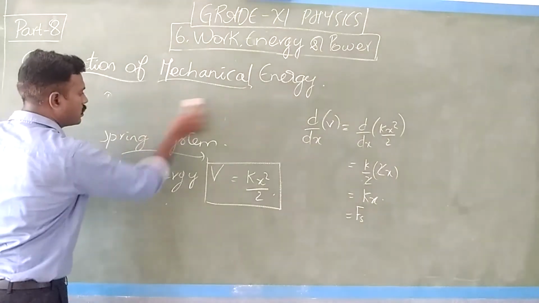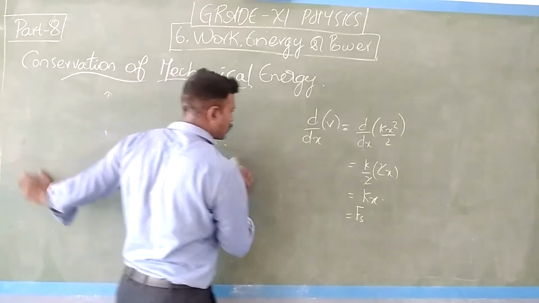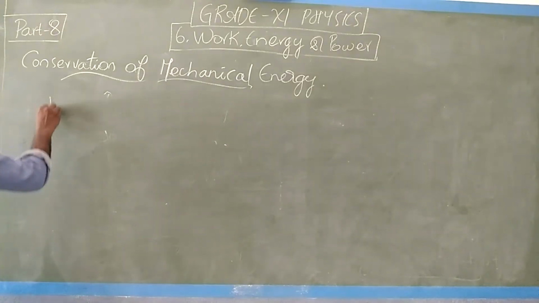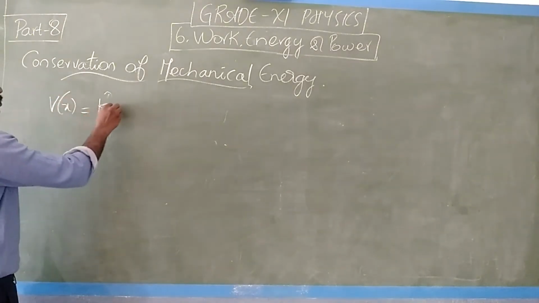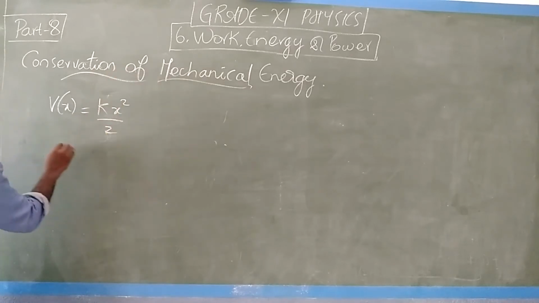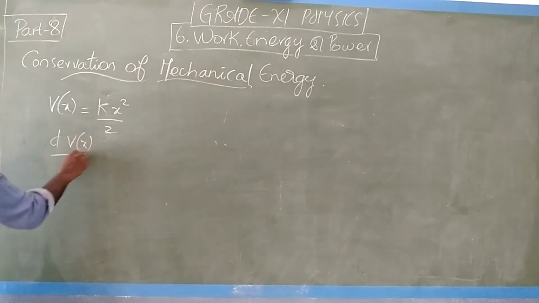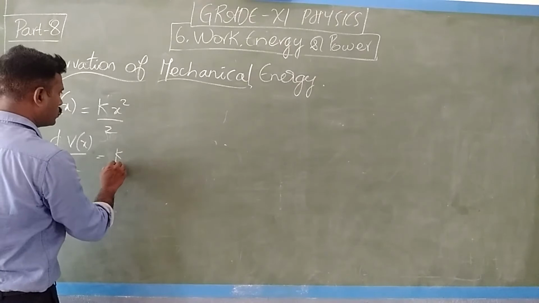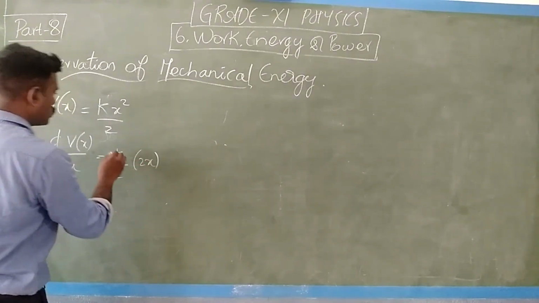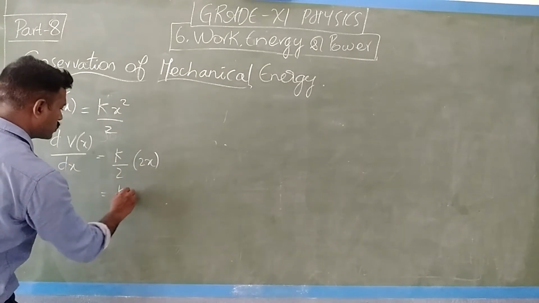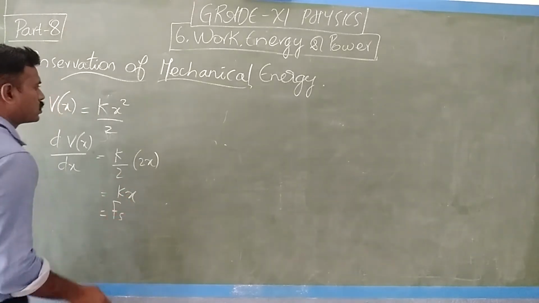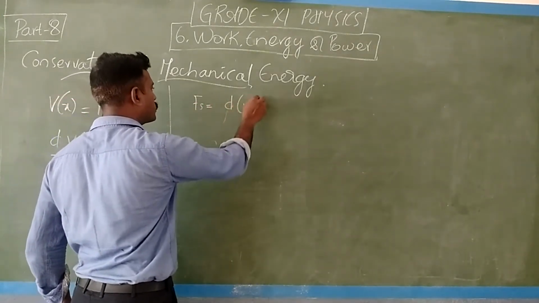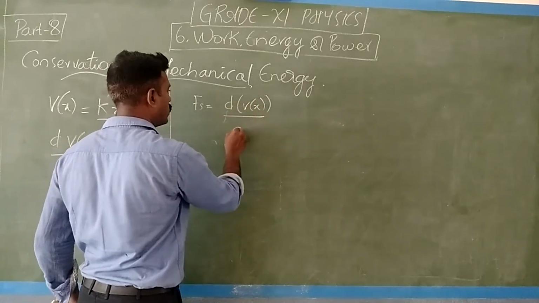So you write this down here. I'll start from the first expression. The first expression is V of x equal to kx square by 2. On differentiating, dV of x by dx, what do I get? I get k into 2 by 2 x, which is kx, and that is equal to Fs. So now Fs is related to dV of x by dx.